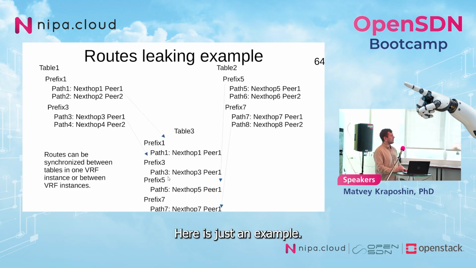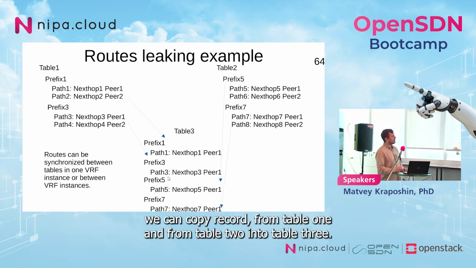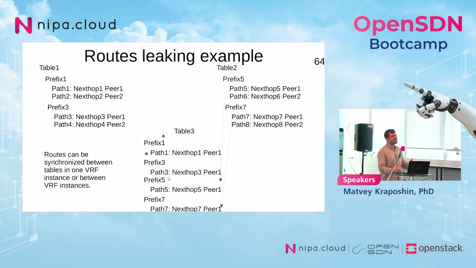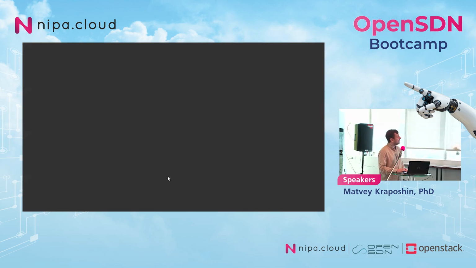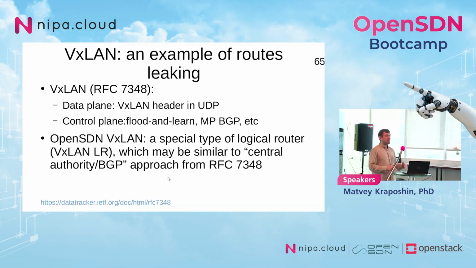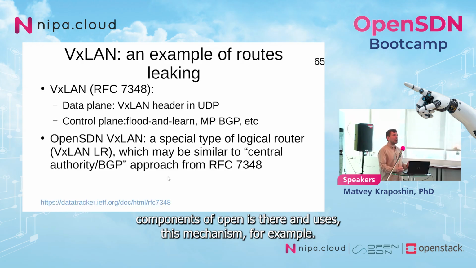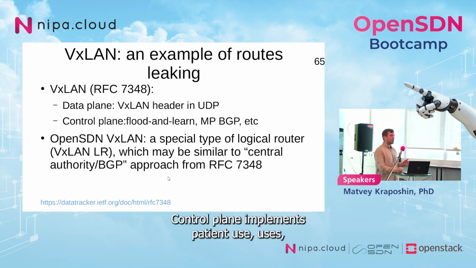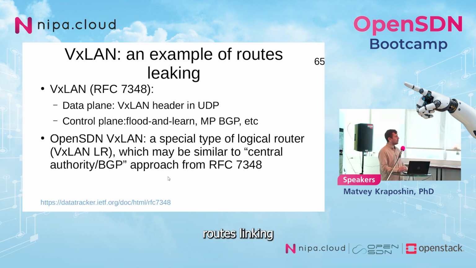And here is just an example. For instance, we can copy a record from table 1 and from table 2 into table 3, and it means that routes from table 1 and table 2 are leaked into table 3. And many components of OpenSDN use this mechanism. For example, the VXLAN control plane implementation uses route leaking.